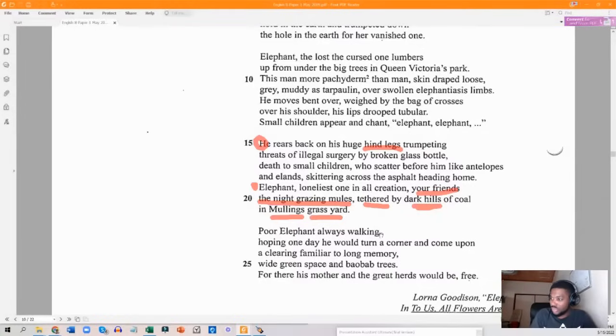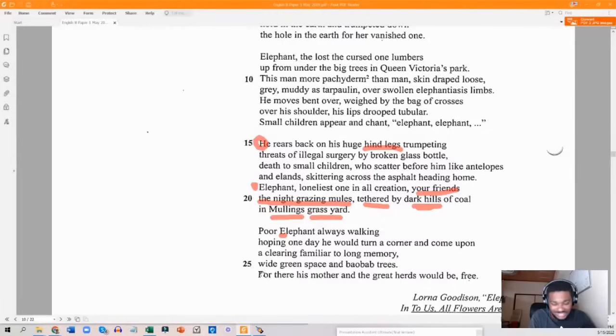Poor elephant, always walking. So here, finally we see elephant not at the beginning of a line, but it still keeps a capital E, which means it's the name of a person. Poor elephant, always walking, hoping one day he would turn a corner and come upon a clearing familiar to long memory. Wide green space and baobab trees. For there his mother and the great herds would be free.